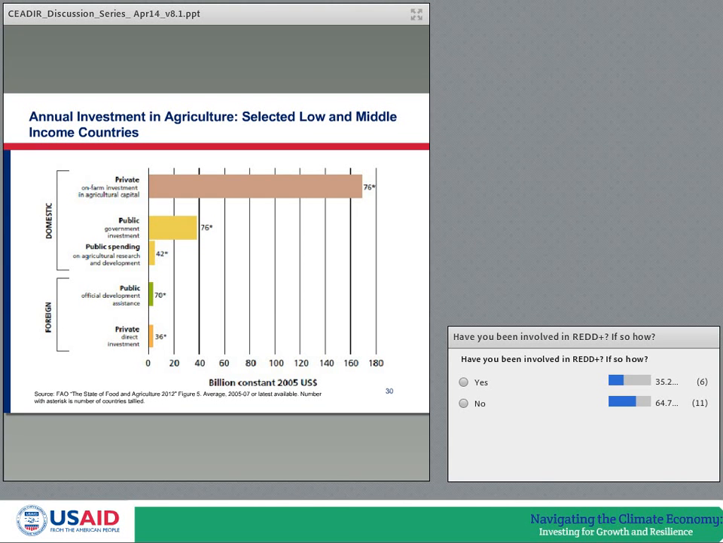But now here's the big picture. The concept, and ignore the numbers out here with the asterisks. That's how many countries were included in these studies. The big point here is that private domestic investment is the huge investment in agriculture. And this is people buying tractors, people building processing plants. And it is many times the size of public, especially international development assistance. So what we're going to be looking at is how do we steer this towards sustainable, low-emission development activities.